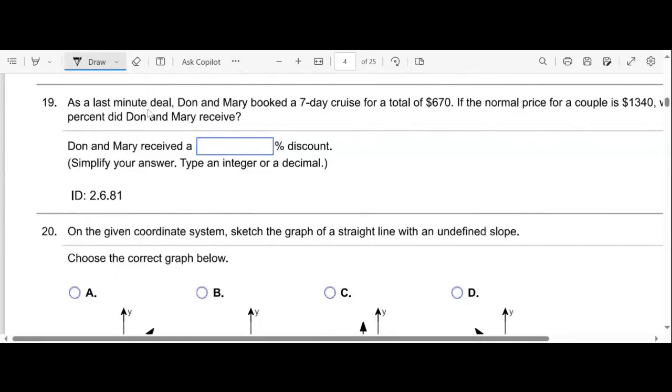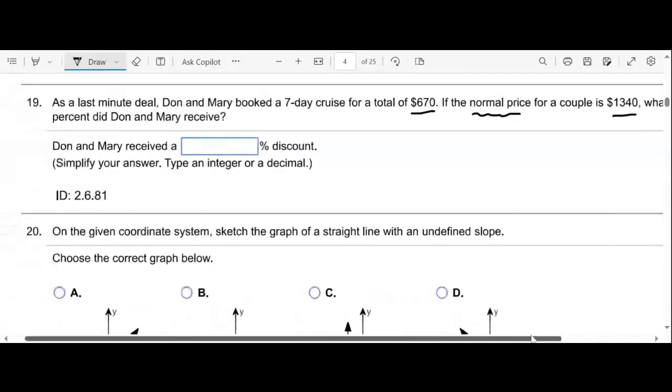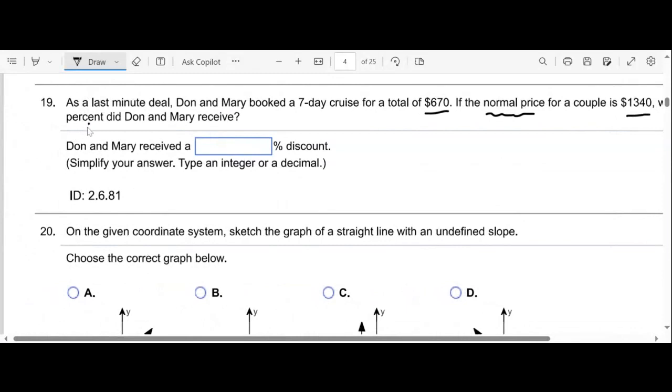As a last minute deal, Don and Mary booked a 7-day cruise for a total. How much total did they pay? $670. And the normal price, how much? What discount percent did Don and Mary receive? Half. 1/2. So make the triangle. What should I put in the top? It's easy, half.